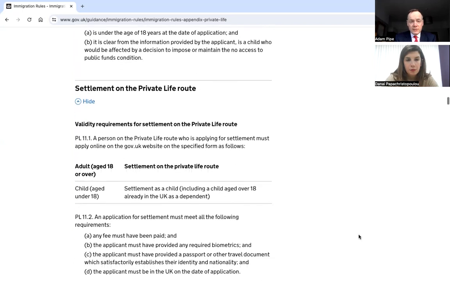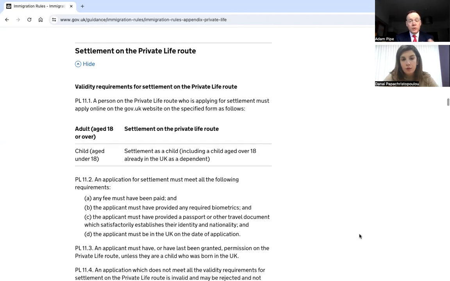So settlement on the private life route starts at Rule 11, so PL 11. If you look at PL 11.1, it says a person on the private life route who's applying for settlement must apply online on the gov.uk website on the specified form as follows. And the two forms for settlement, one for adults, one for children, are specified. In the description to this video, I will put the links for those forms and the general leave to remain form for Appendix Private Life. Do check those, as sometimes those links and forms change over time.